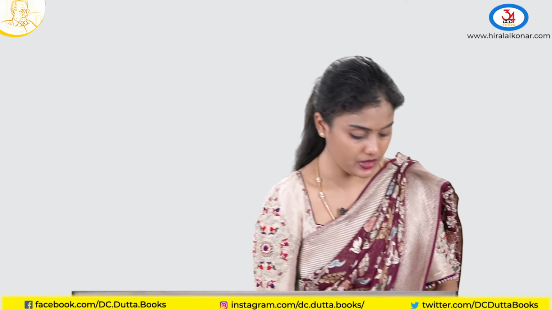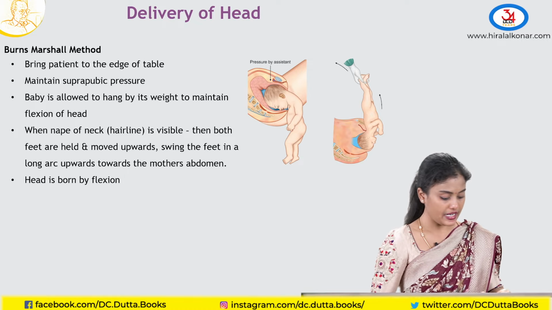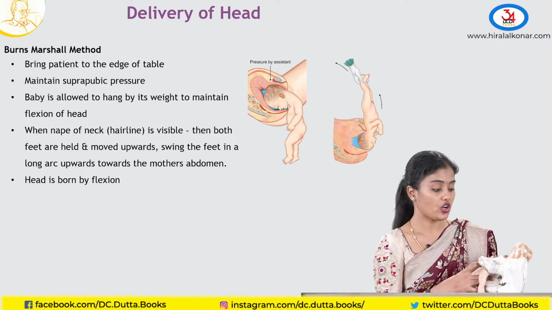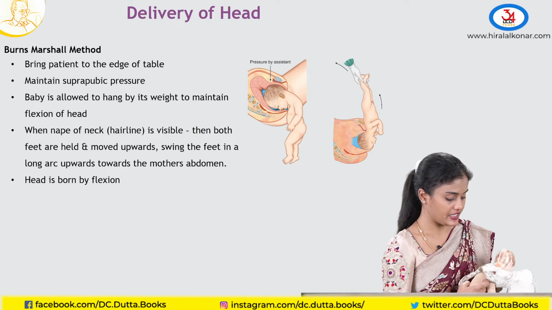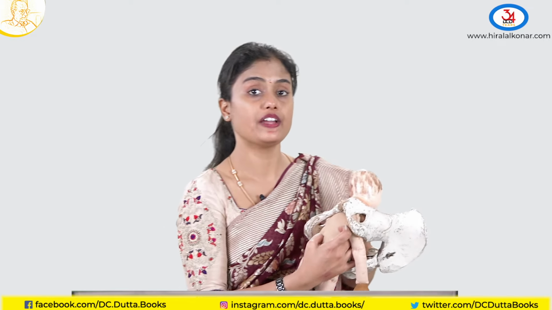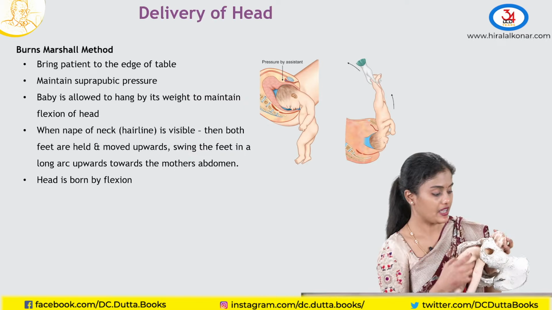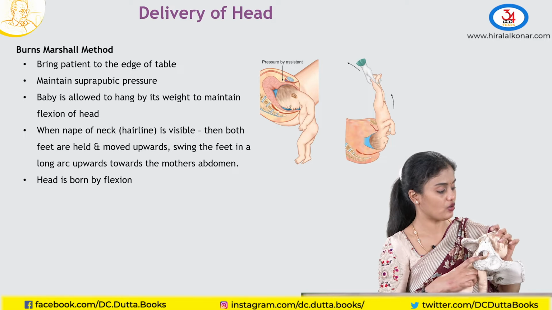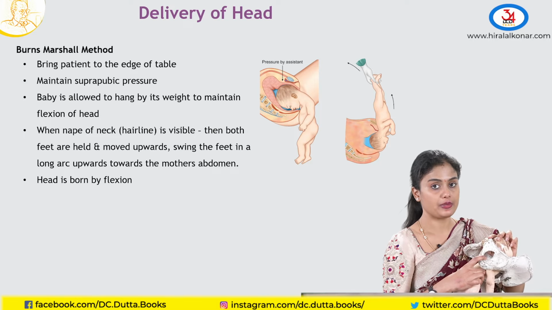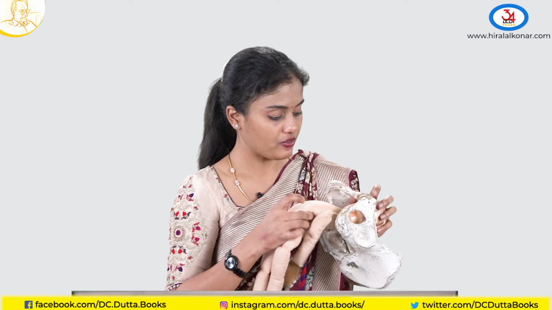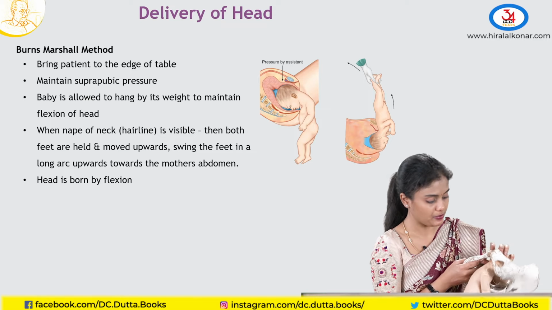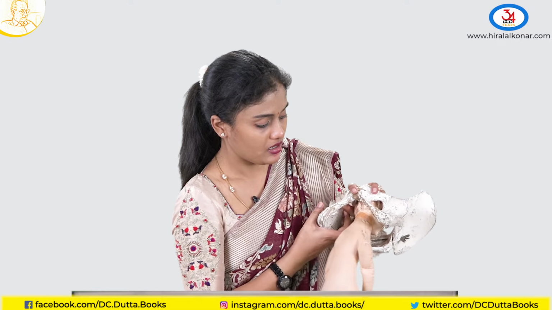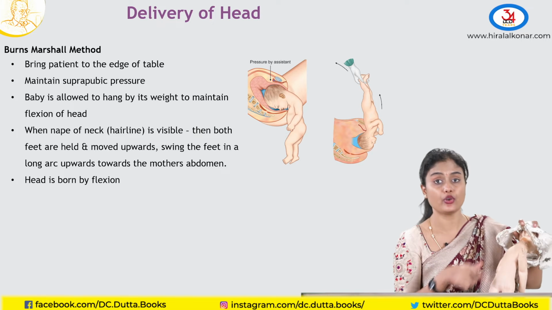Firstly, let us know about Burns-Marshall. Once the shoulders are delivered, make sure that the back is always anterior. Now the occiput would have hinged behind the pubic symphysis, and now you want to deliver. You should never pull. If you pull, the head will go for extension and it can never be delivered. Now that you have come up to the nape of the neck, you can see up to the nape of the neck that you have delivered.